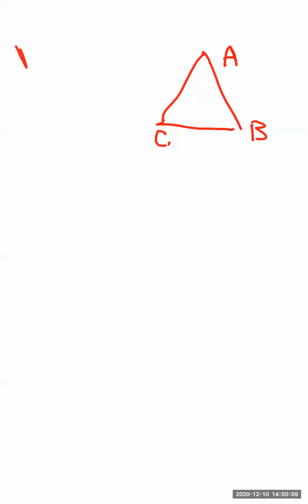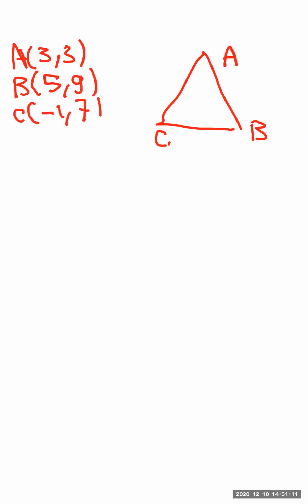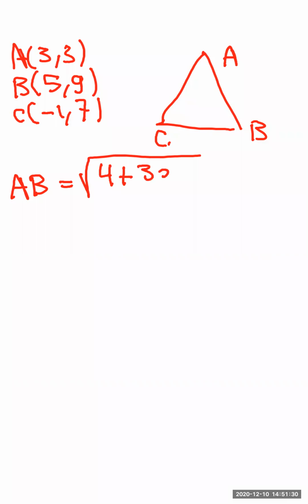So the coordinates of A are 3 and 3. Coordinates of B, 5 and 9. And then C, -1 and 7. Now get AB, which will equal the square root of x2 minus x1 squared: 5 minus 3 means 2, 2 squared means 4, plus 9 minus 3 means 6, 6 squared, 36. So it will equal the square root of 40.